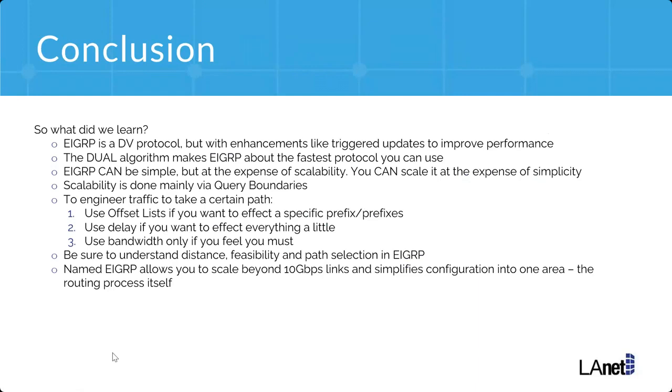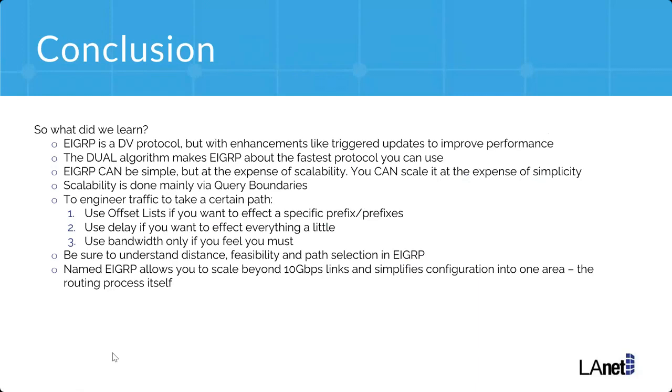And if I was going to be deploying EIGRP in a greenfield today, I'd probably do named EIGRP. Why even start with classical EIGRP? I would go straight to named. If, however, you're in a brownfield environment, be aware that named EIGRP allows you to scale up beyond that 10 gig limit and also gives you advanced features. So maybe consider, does it make sense for you to move to named EIGRP?